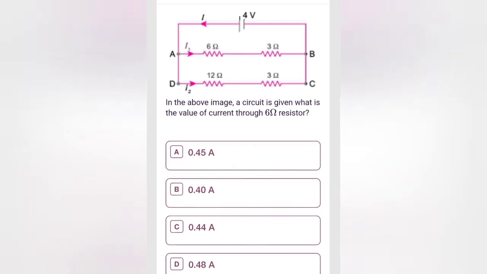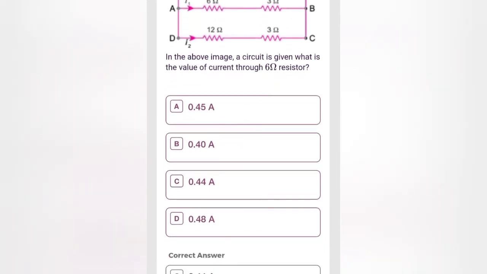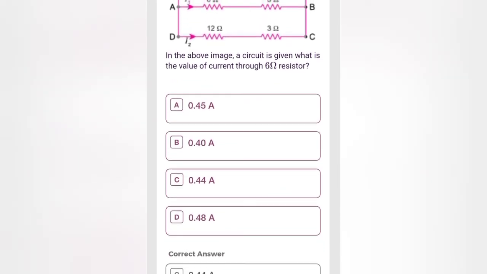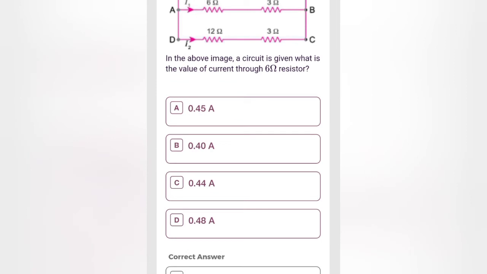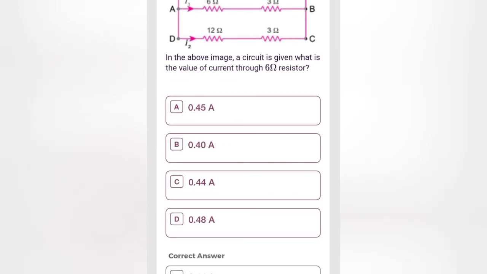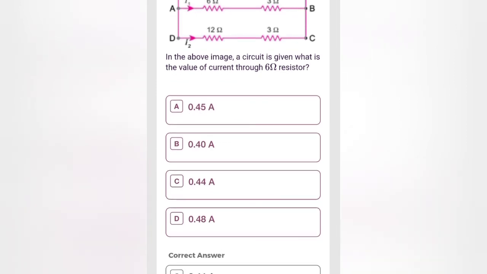So option A is 0.45, option B is 0.40, option C is 0.44 and option D is 0.48. So what is 4 divided by 9? It is 0.44. Option C is the correct answer.